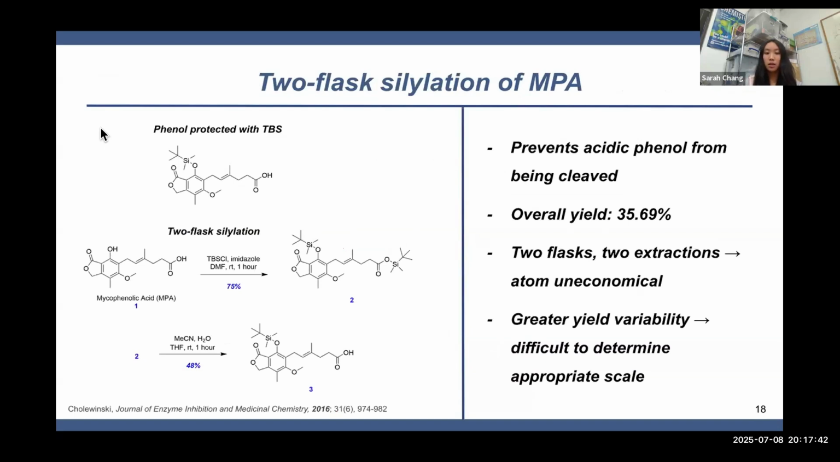To prevent issues with the competitive pKa of the phenol, we resolved to protect MPA with a tert-butyldimethylsilyl chloride group through a two-flask, two-step procedure previously reported in literature. In this procedure, we first doubly silylate both the phenol and carboxylic acid before purifying the reaction mixture and transferring it to a separate flask where the carboxylic acid is then deprotected and left available for later EDC coupling. Through this procedure, we produced a yield of 35.69%, and since multiple purifications were required, it was atom uneconomical.